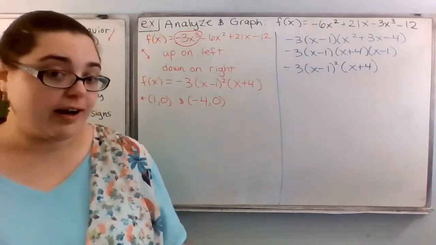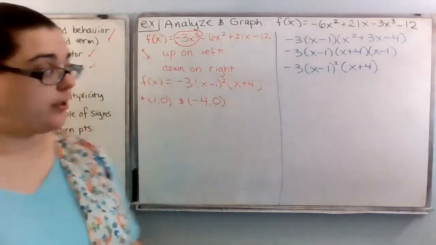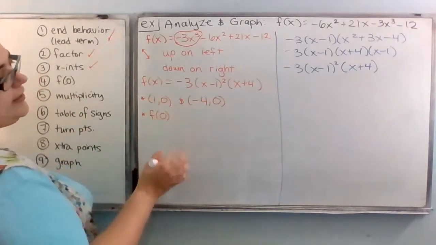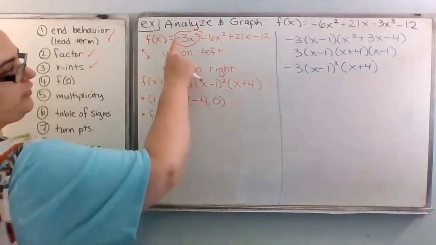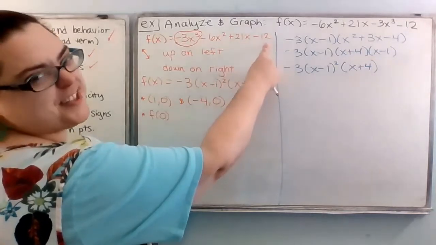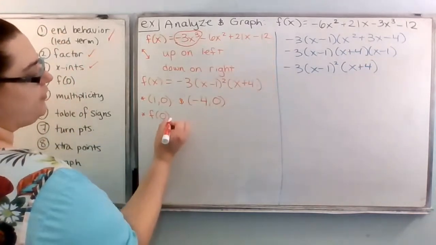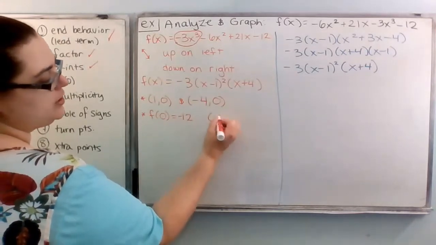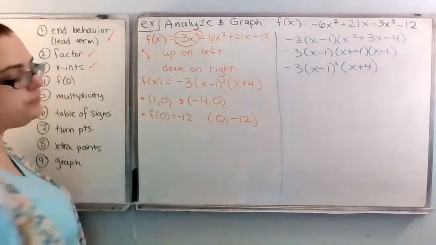Next, let's find the y-intercept by evaluating the function at 0. So f of 0. This is typically easier to calculate from the standard form because anything with the x is going to vanish and you just get that constant term. So f of 0 is negative 12. So that means we're going to go through the point 0, negative 12.